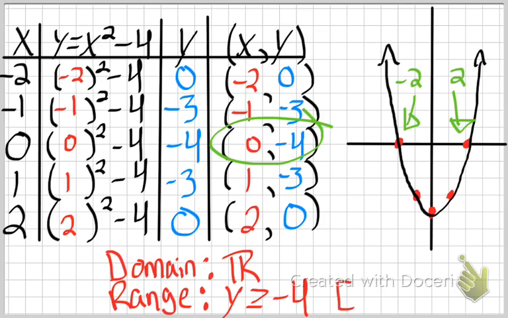Sometimes you might see it written this way. Negative 4 and then positive infinity. Sometimes it's written this way. We'll talk more about that second way of writing it, but focus on this first way for now. Just understand it's everything greater than negative 4, including negative 4.